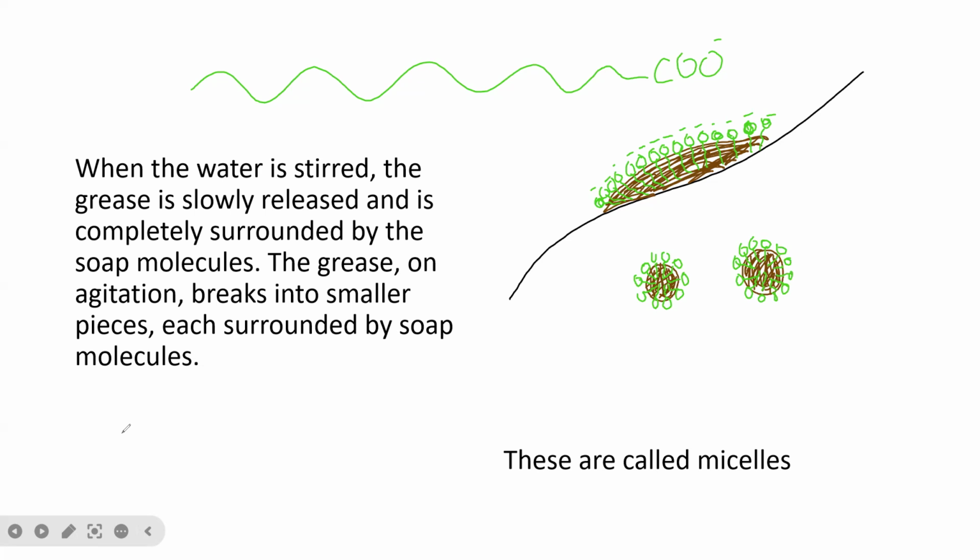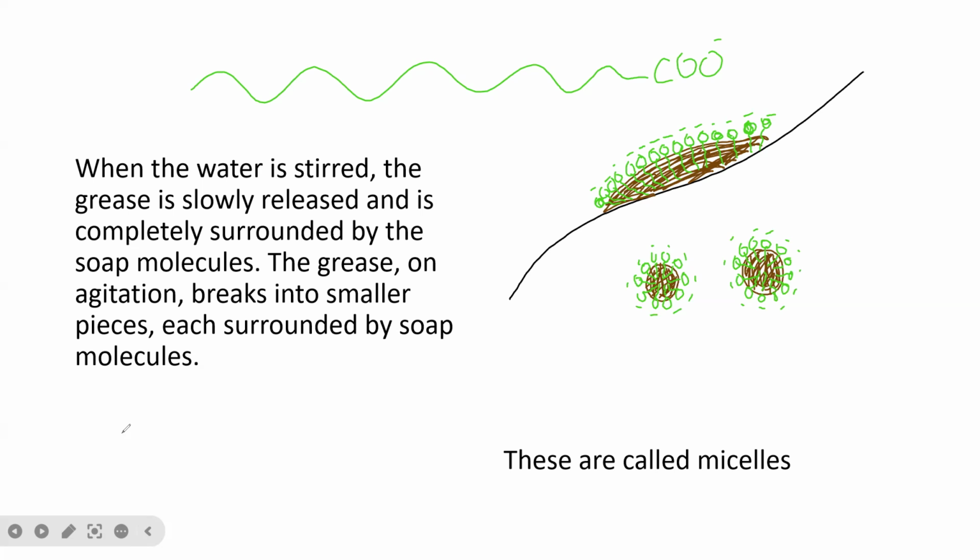So on agitation, you're going to have plenty of these, each surrounded by soap molecules. But remember that these soap heads are negatively charged. Each of these soap heads is negatively charged. What that means is that this micelle will be like a negatively charged ball.